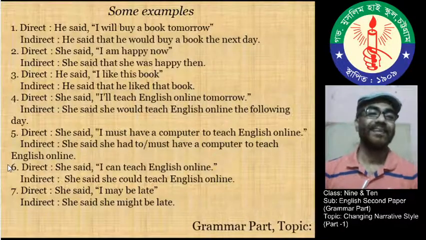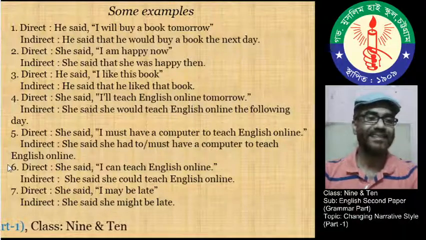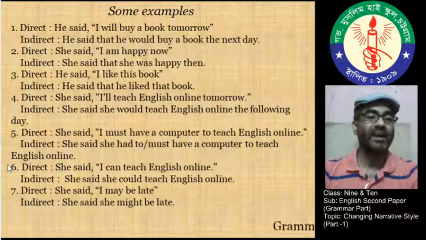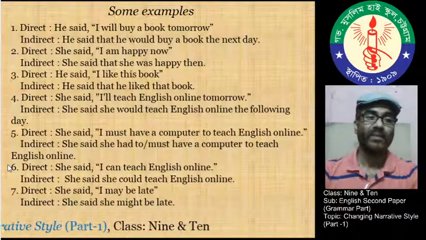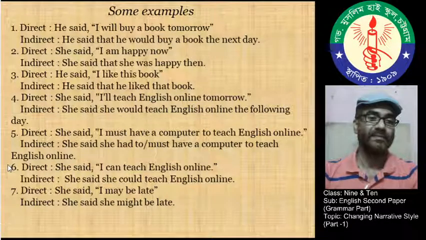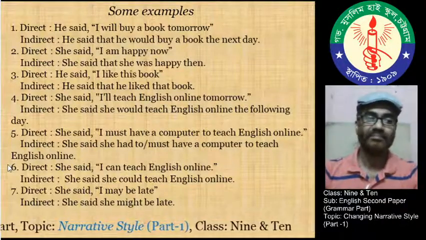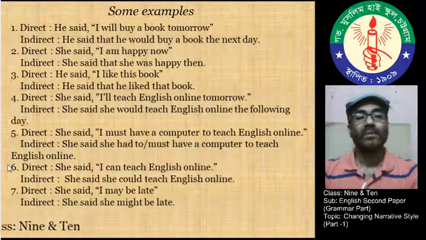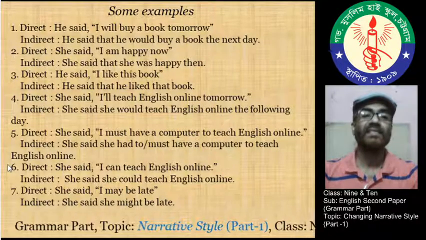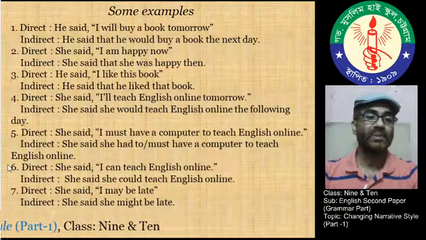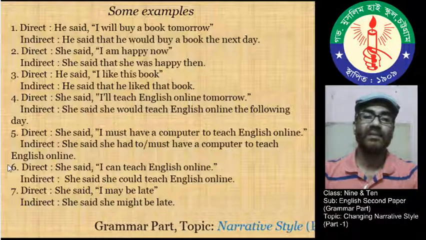Okay, now here are some examples for you. You can now understand better, I think. You see direct speech: He said, "I will buy a book tomorrow." He said, and omit the comma, and also omit the quotation marks, and put that. It's optional. So you can write, he said that I becomes he. That means I is changed to he, and will is changed to would. He would buy a book tomorrow is changed to the next day.